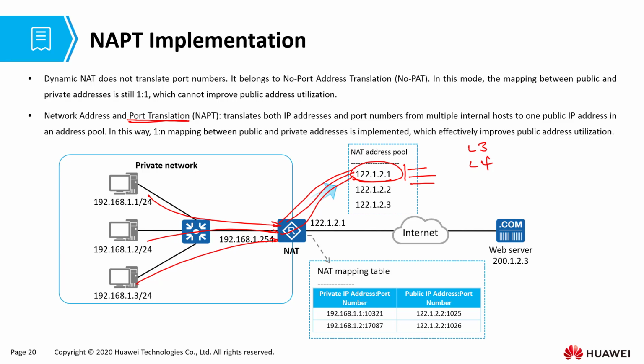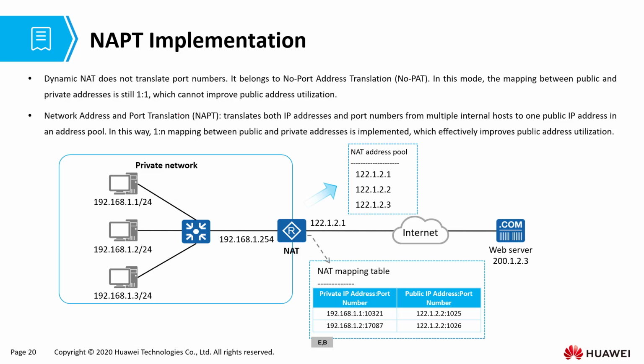So it enables a public IP address to map multiple private IP addresses through ports. In network address and port translation mode, both IP addresses and transport layer ports are translated, so that different private addresses with different source port numbers are mapped to the same public address with different port numbers.